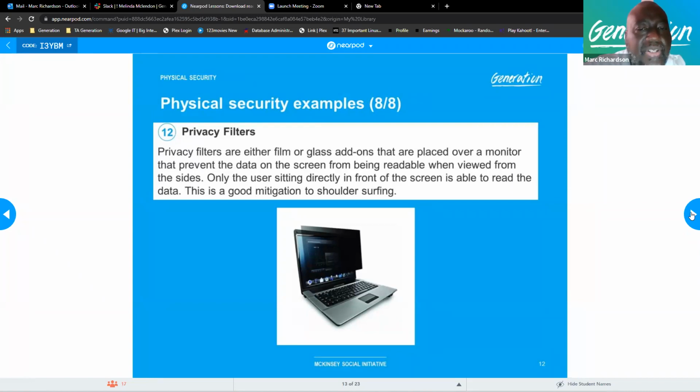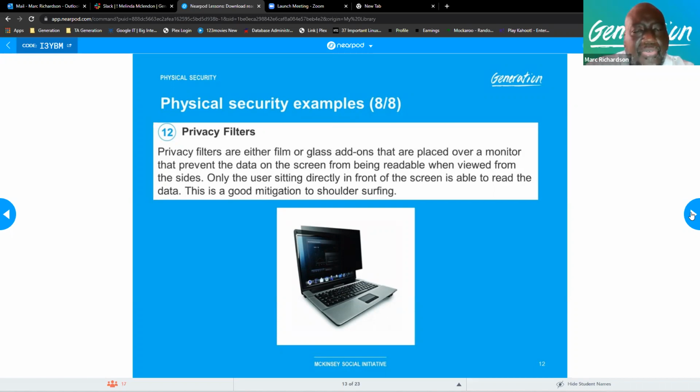Right. Privacy filters. Has anyone ever used a privacy filter in their business or work? The bank, Rizal. Okay. Library, DW. Okay. Mom has one on her phone. Very good. Okay.